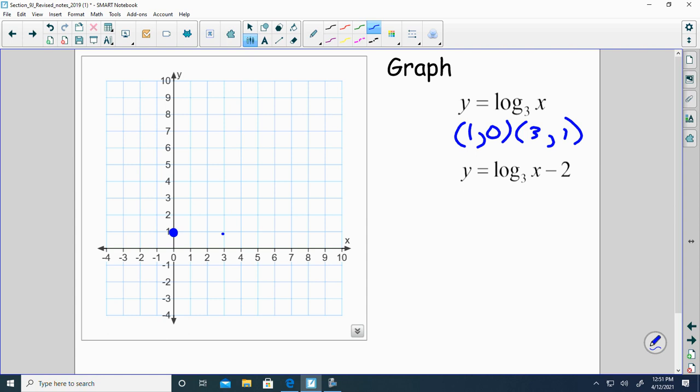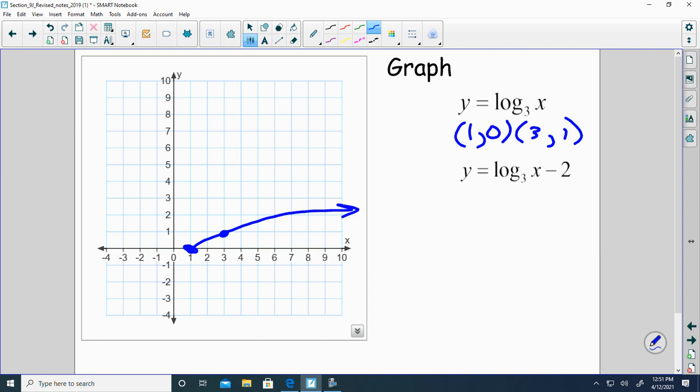1 comma 0 is here. 3 comma 1 is here. So it starts here and just starts growing. Notice, it starts here. The arrow's not continuing to point down. The reason why that doesn't work is some values that we have to worry about.